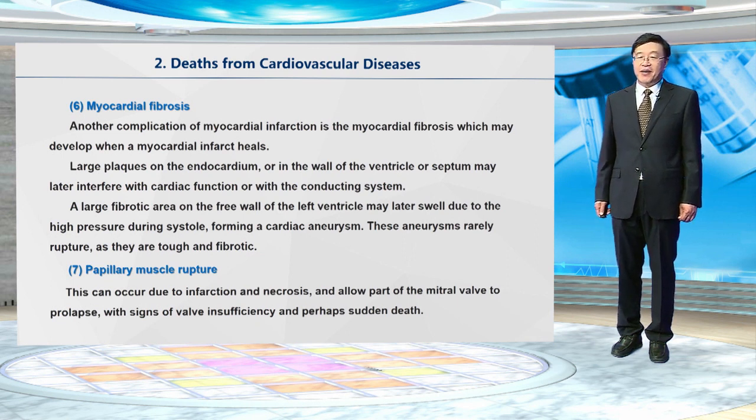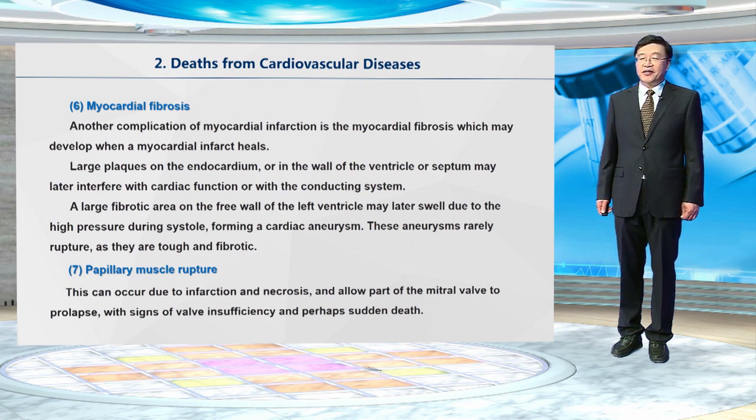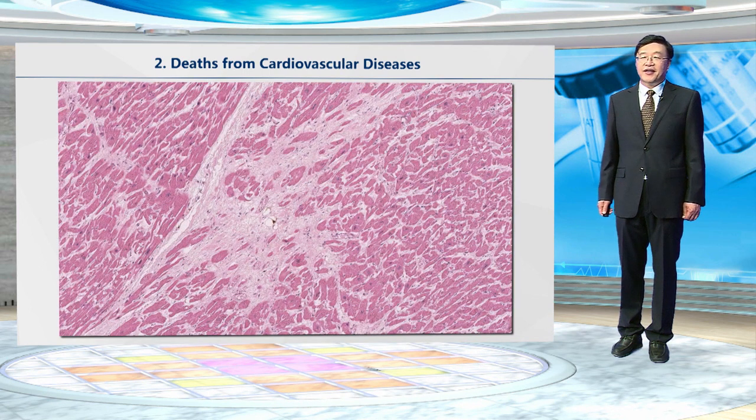7. Papillary muscle rupture. This can occur due to infarction and necrosis, allowing parts of the mitral valve to prolapse, with signs of valve insufficiency and perhaps sudden death. Here is the focal myocardial fibrosis in the ventricular septum. Here is the macroscopic focal myocardial fibrosis in the ventricular septum.